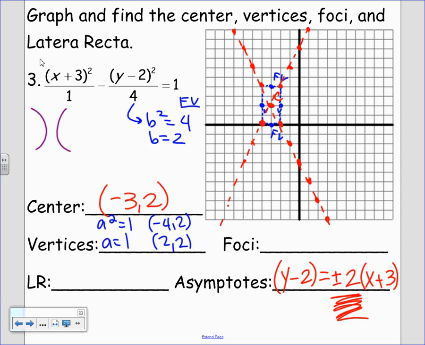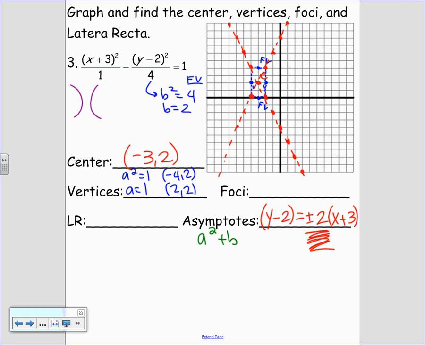Well, let's go to my foci. My foci, again, I'm using a squared plus b squared equals c squared. The c has to be the largest value. A squared is 1, b squared is 4, so c squared is 5. So the square root of 5 is my c value. The square root of 5 is about 2.2.